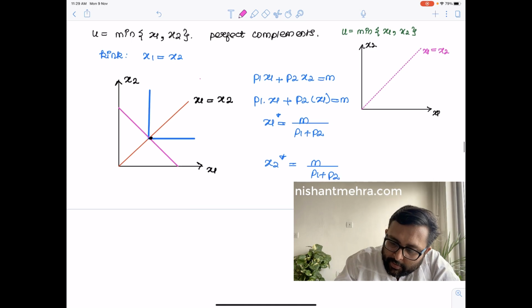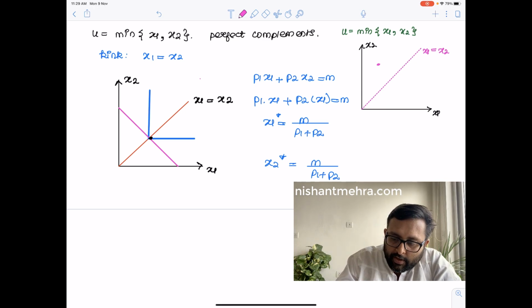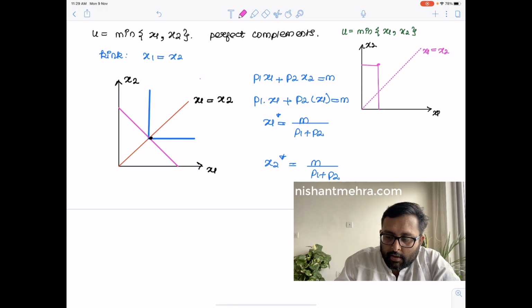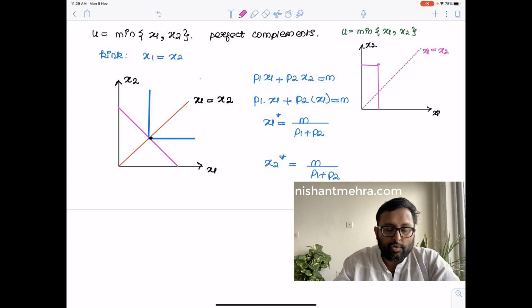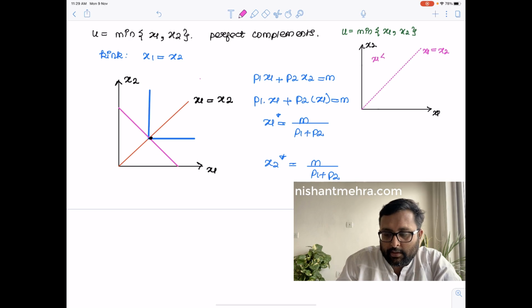What about this point, beta? If you look at it carefully, it means that the amount of x1 which you have is this, and amount of x2 which you have is this, right? So y is more and x is less, or you can say x1 less than x2. So in this entire region, x1 is less than x2.